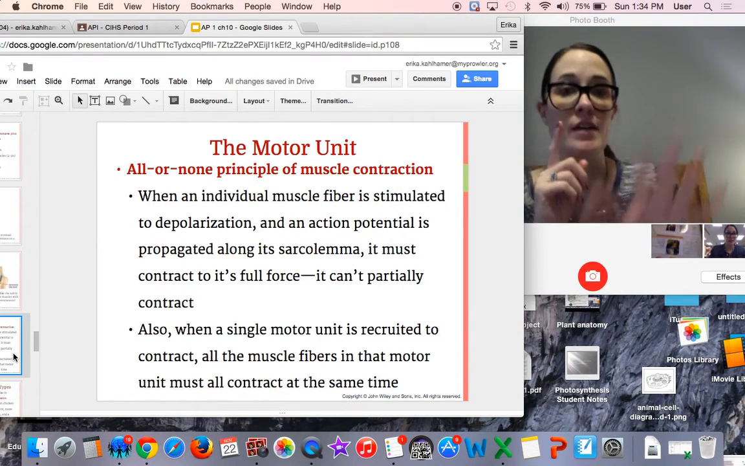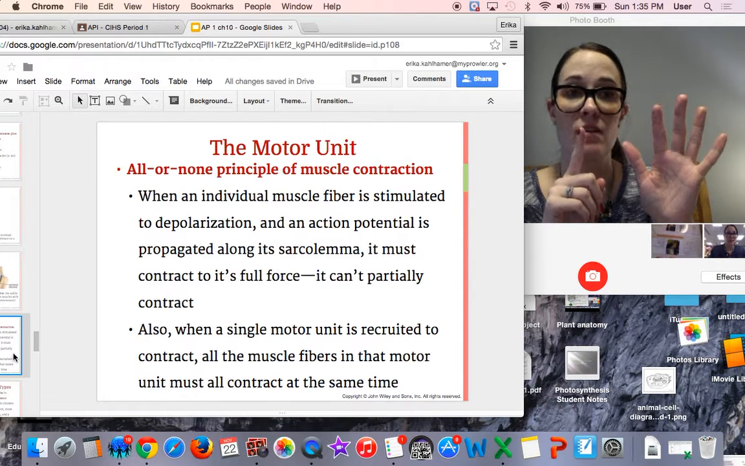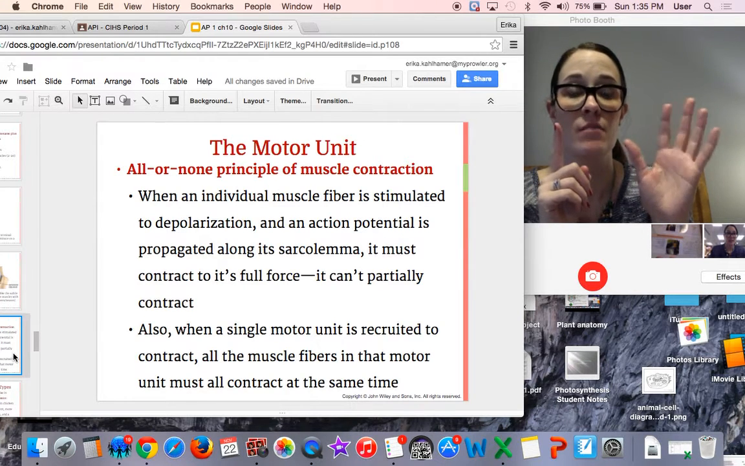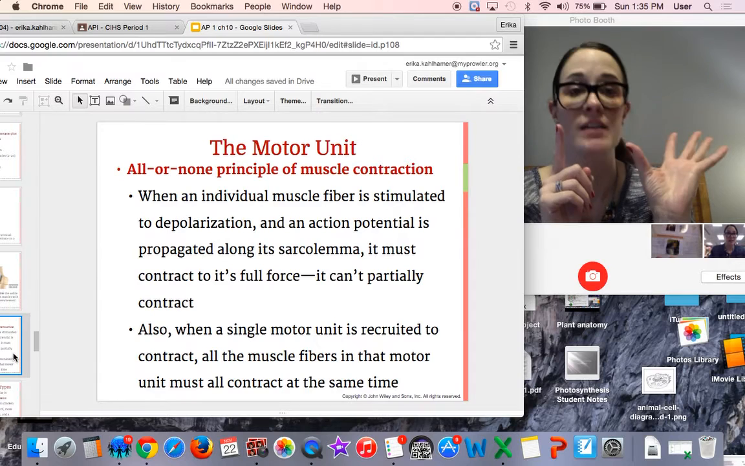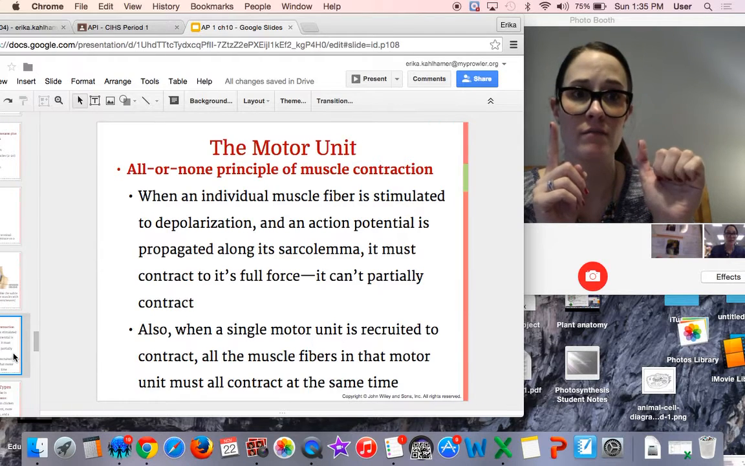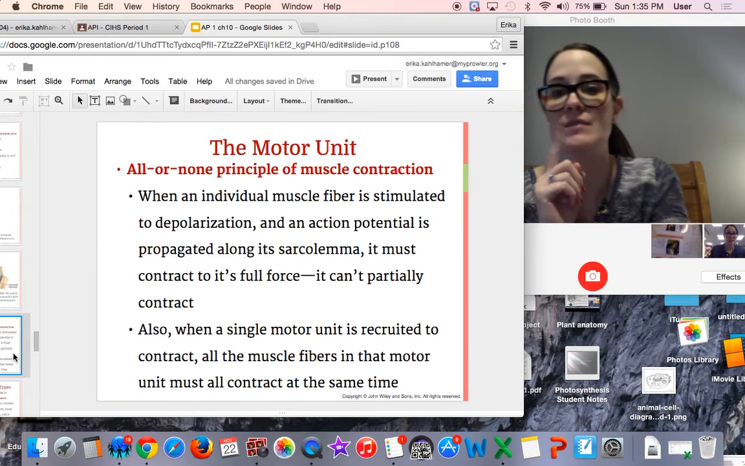And also, like I said earlier, when it's activated, the motor unit has to all contract at the same time. It can't only activate 4 in a motor unit. All of them have to contract at the same time.